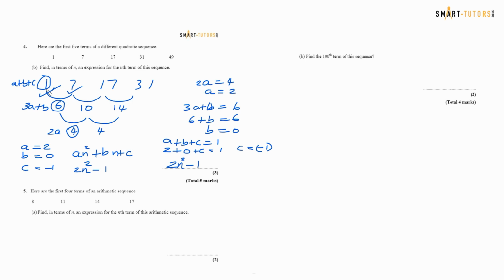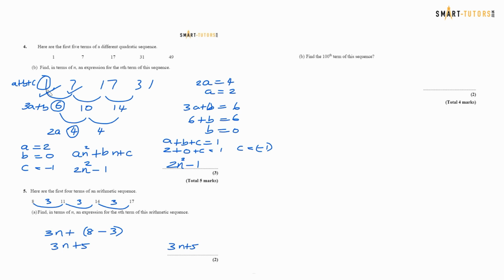Question number 5. Here are the first 4 terms of an arithmetic sequence. Find the nth term. So 8 and 11 is 3, 11 and 14 is 3, 14 and 17 is 3. So the answer is 3n plus first term take away the difference. So 3n plus 5 is the answer, and there's a b part there.